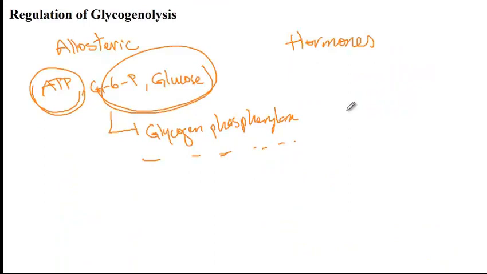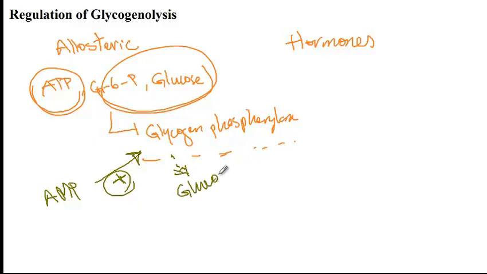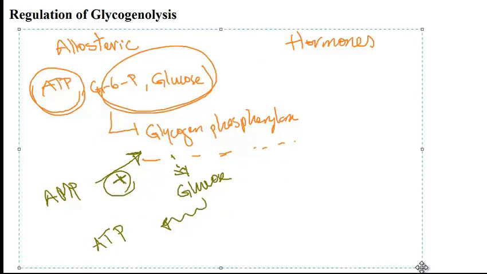Alright, on the other hand, some molecules, for instance AMP, tell us that we don't have enough energy, and therefore it would change the conformation of the enzyme into its active form. So AMP will activate glycogen phosphorylase in order to break down glycogen into more glucose molecules, and now glucose can undergo glycolysis and produce more adenosine triphosphate. Alright, so that was the effect of the allosteric effectors. All these effects are at the cellular level. Next, we would like to discuss different hormones that are affecting the organism level.